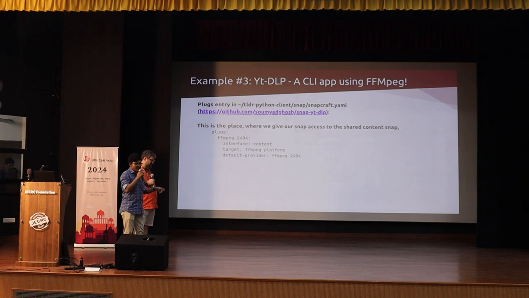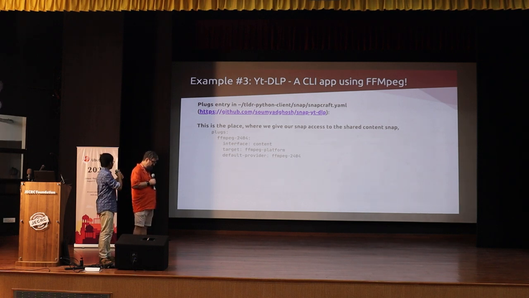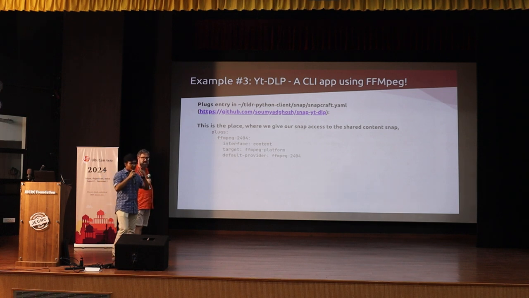Now, interface. This is the content interface for snaps. And then the target, which I was talking about before, the ffmpeg-platform. Here, the FFmpeg content provider will be mounted in this particular folder under the snap. First it will be the $SNAP variable, it can be /snap/yt-dlp/current or any revision, and then the ffmpeg-platform will be mounted under that folder. So ffmpeg-platform is our target.